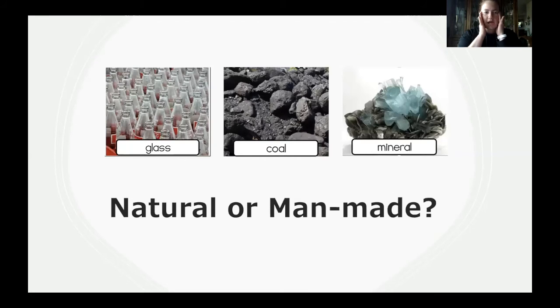Ooh, there's three. Okay, we have glass, coal, and minerals. Well, I know that coal and minerals are things that you can get from the earth and they look like rocks. And I know rocks are a natural resource, but glass, you know what? I remember when we were learning about rocks in science, we learned that you use rocks to make glass. I don't think glass is just naturally out there.